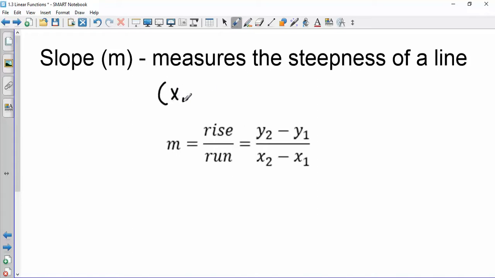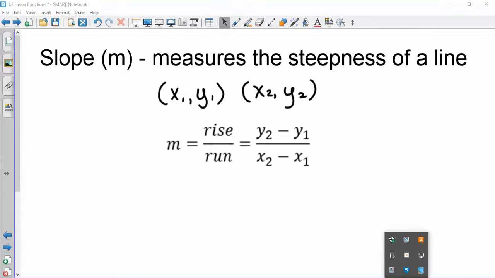Okay, so you have 2 points: x sub 1, y sub 1, and x sub 2, y sub 2. So slope is rise over run, or change in y over change in x, or y sub 2 minus y sub 1 over x sub 2 minus x sub 1. So make sure you jot down that formula.